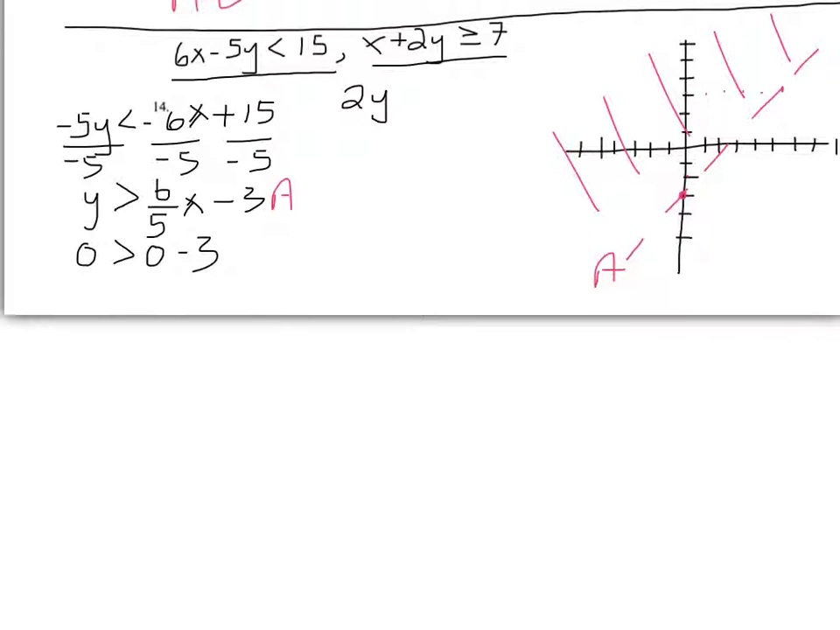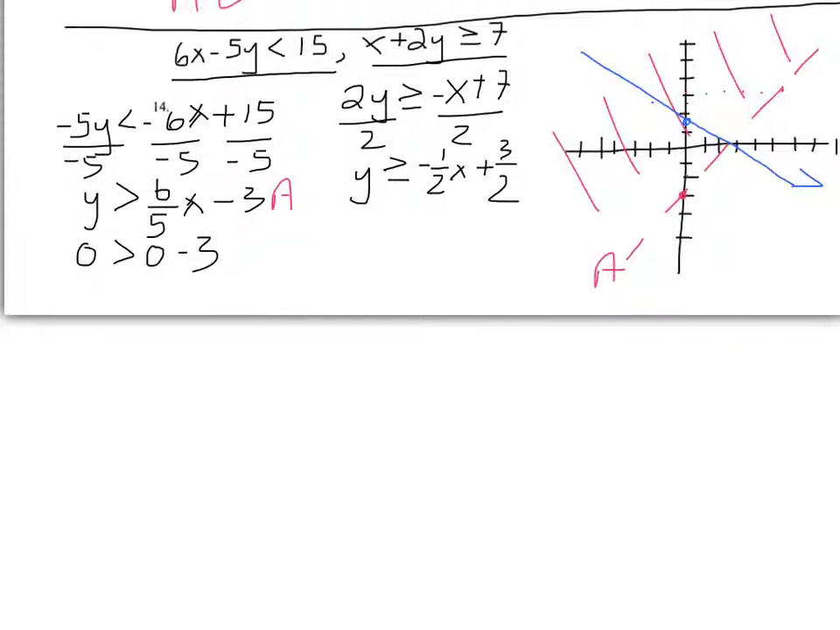Again, solve for y. Divide by 2. Y is greater than or equal to negative 1/2 x plus 3/2. 3/2 is my y-intercept, 1.5, so about there. The slope is negative 1/2, so I go up 1 over 2, so it's going to be going in, and it's one line. See if I can do this. There we go. And that is equation B.